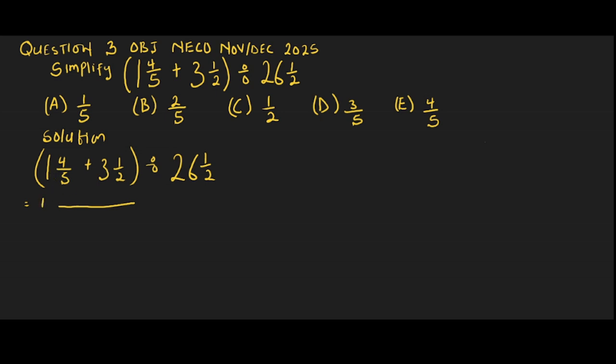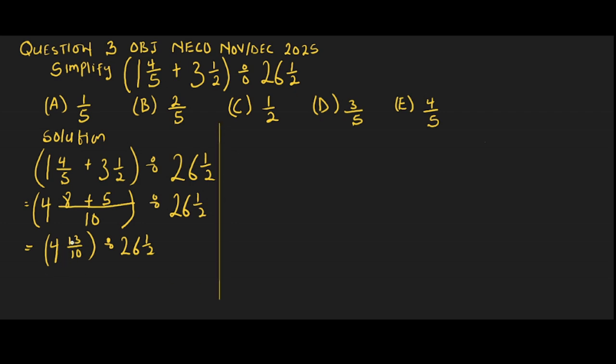1 plus 3 will give us 4. LCM of 5 and 2 is 10. 10 divided by 5 is 2, times 4 is 8. Plus 10 divided by 2 is 5, 5 times 1 is 5. Divided by 26 whole number 1 over 2. Here we are going to have 4 whole number, 8 plus 5 will give us 13 over 10, divided by 26 whole number 1 over 2.